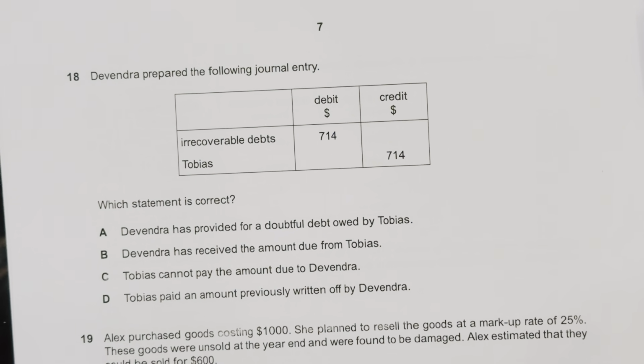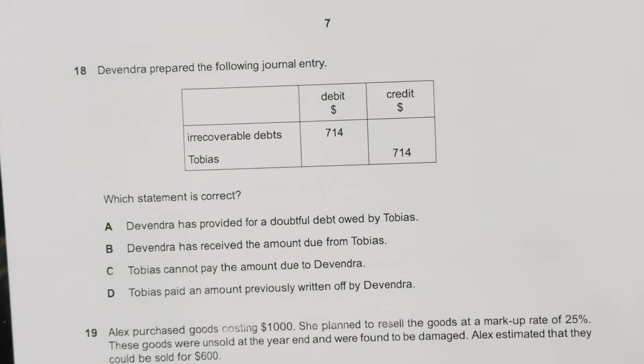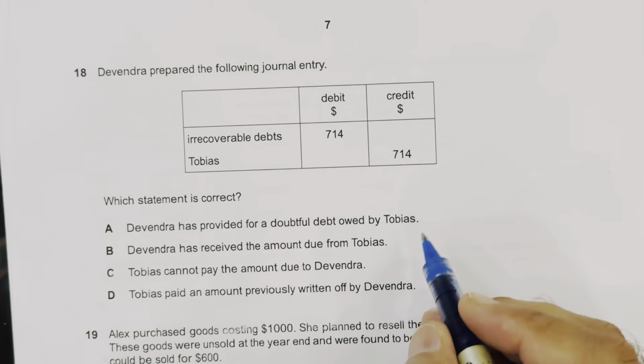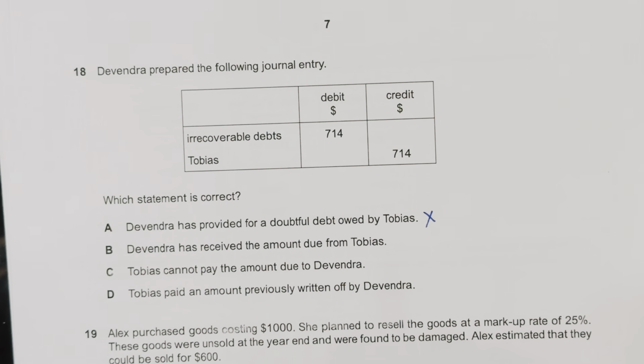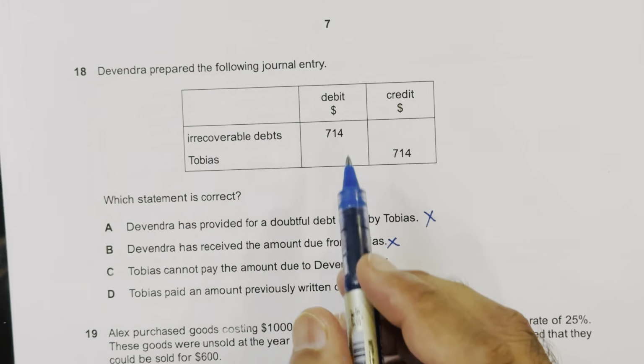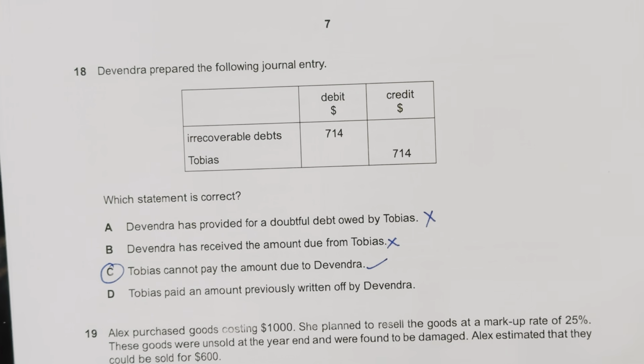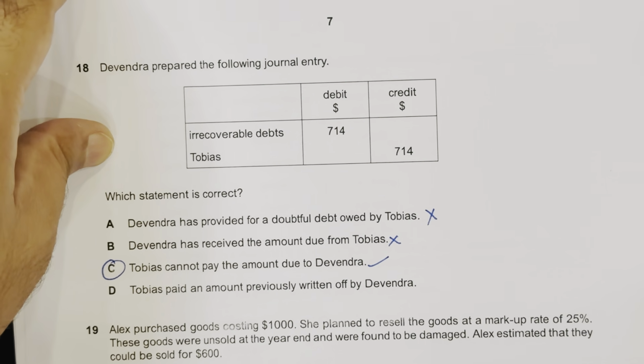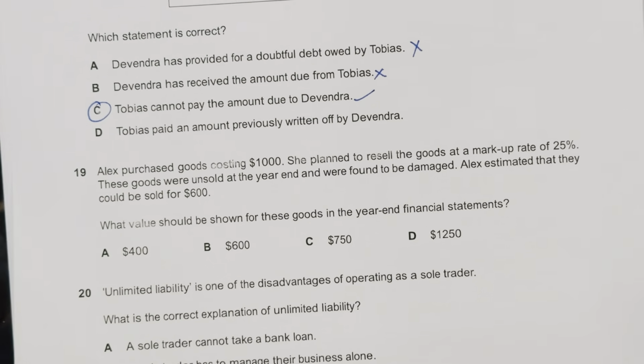Moving to question number 18. Devendra prepared the following journal entry: irrecoverable debts of 714, Tobias has a credit balance of 714. Which statement is correct? Okay, Devendra has provided for a doubtful debt owed by Tobias? No. Devendra has received the amount? No, it's an irrecoverable debt, so how could it receive? Tobias cannot pay the amount. Yes, this is the right reason for irrecoverable debts. Okay, option number D is also wrong. So option number C is the right one.